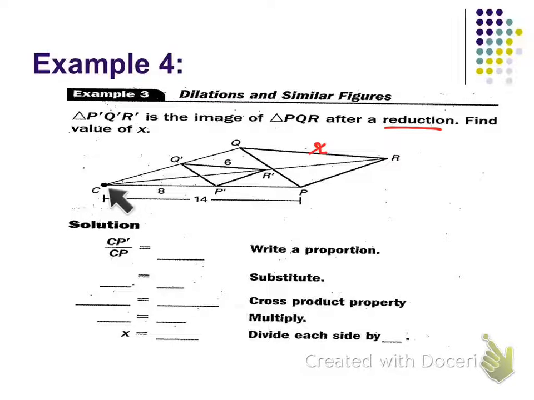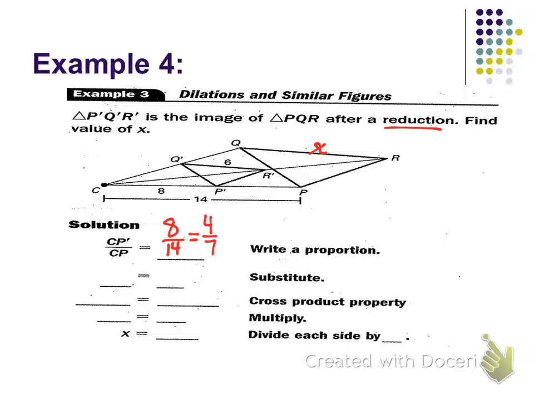What's the distance between C and P prime? 8 over 14. Will that reduce? Yes, they're both even. They can be divided by 2. It reduces to 4 over 7.